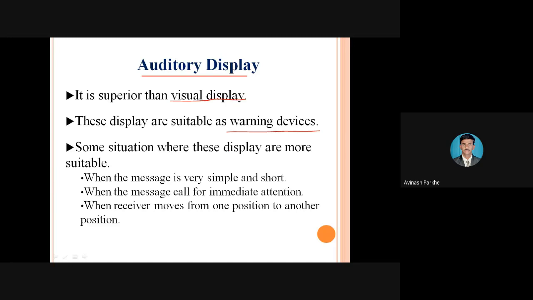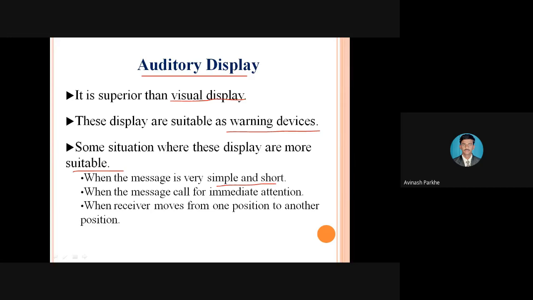Then, some situations where these displays are more suitable. For example, when the message is very simple and short. If I have to give a message to the operators in the whole industry, these displays play a very important role. Once again, I will take the example of our college only. The central PA system is available. If I have to give a simple and short message, for example, all the students are requested to gather in the open air setup, this is a very simple message.